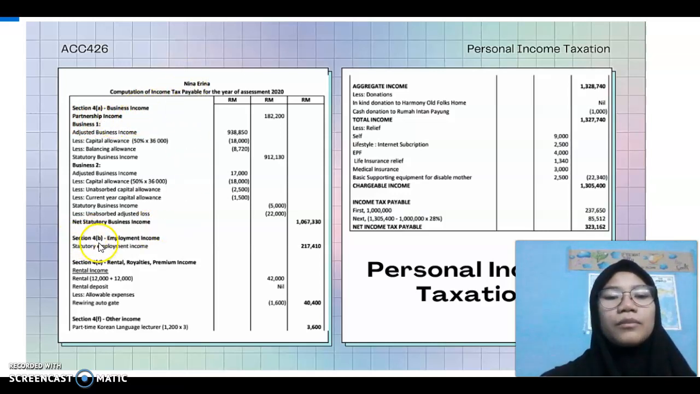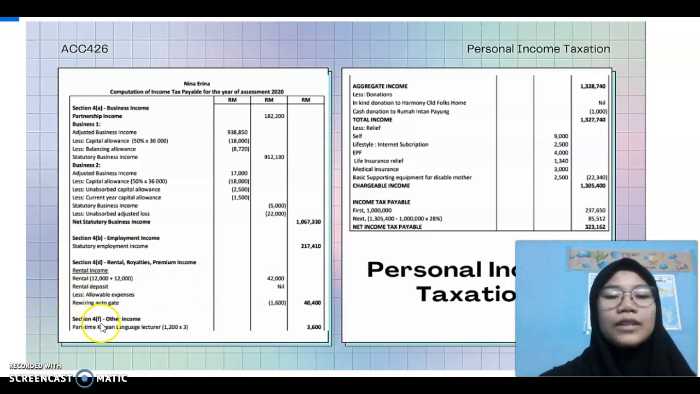Section 4B includes the statutory employment income, which my friend already explained. Here is the amount earned by Nina Arena. This is Section 4D, which includes the rental income. Here, we can see that the rental deposit is nil. It is because any amount that we need to pay back to the tenant is not included in the computation of the income tax payable.